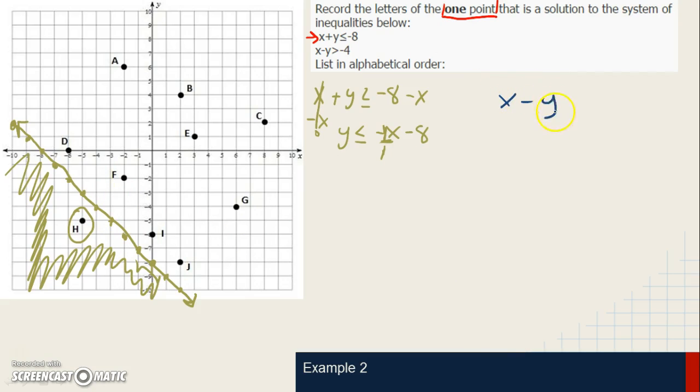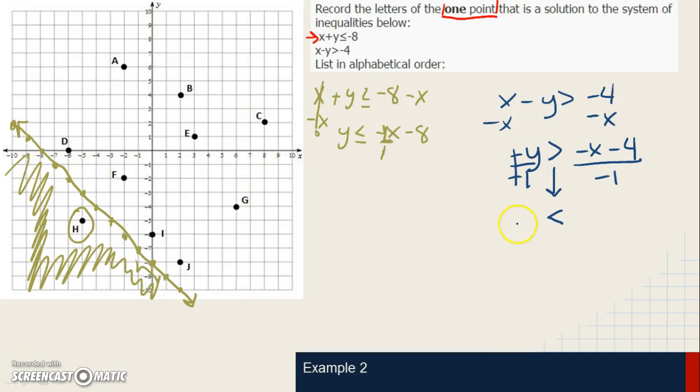We have x minus y is greater than negative 4. Converts to slope-intercept. We're going to subtract x from both sides. And what we have is negative y is greater than negative x minus 4. Divide by negative 1 to eliminate the negative in front. When we divide, we've got to make sure, since we've divided an inequality by a negative number on both sides, that we change the direction of the sign. So we have y is less than now. Negative divided by negative is a positive. Negative divided by negative is a positive. 4 divided by 1 is 4.